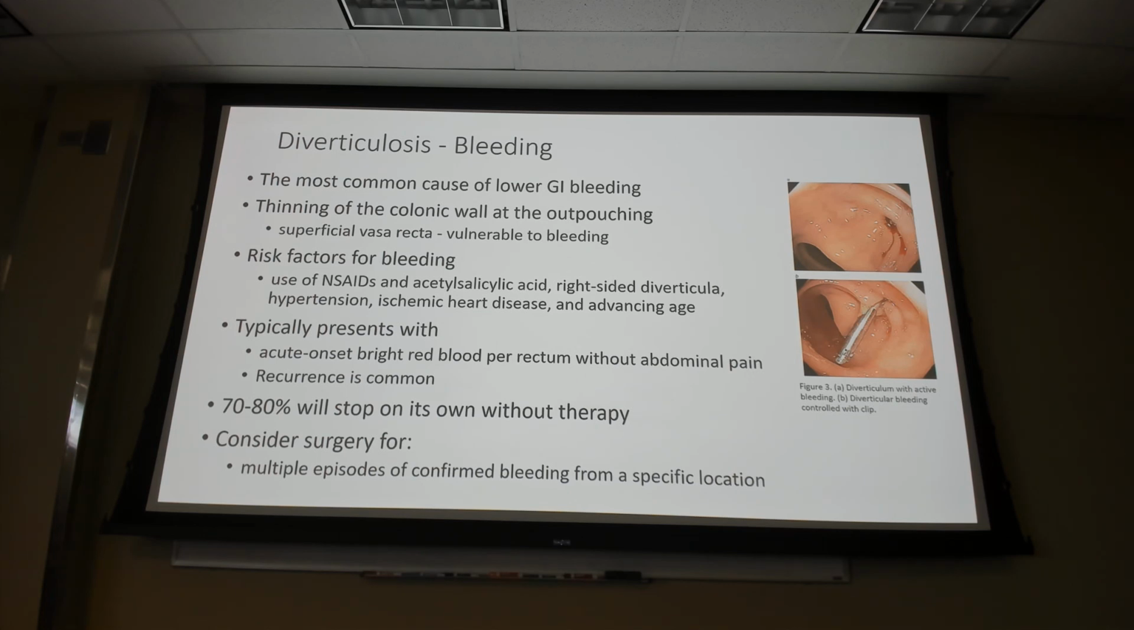So diverticulosis is the most common cause of lower GI bleeding. However, most GI bleeding, like we always say, what's the most common cause of lower GI bleeding? It's upper GI bleeding, which we'll talk about some of the percentages on the next slide. But you just have thinning of that outpouching, and then it makes it vulnerable to bleeding if they're taking any sort of anti-inflammatories or anticoagulants. We need to be concerned about that.